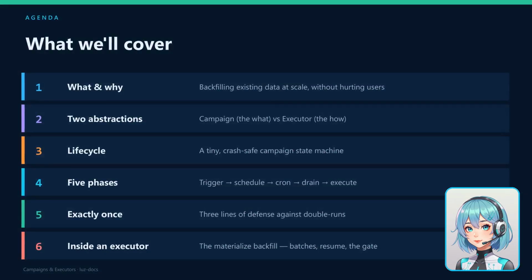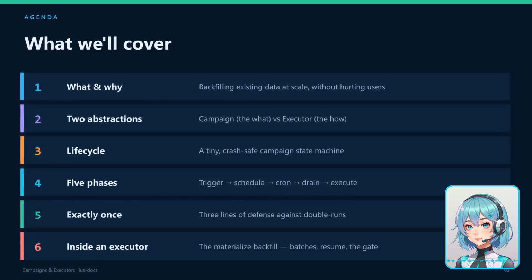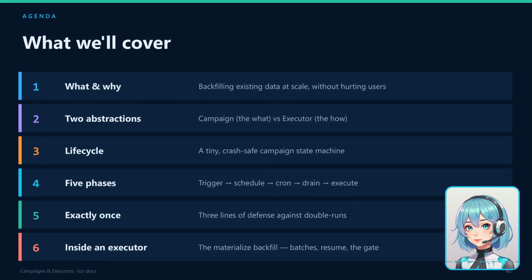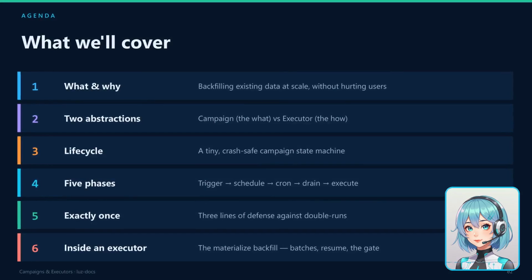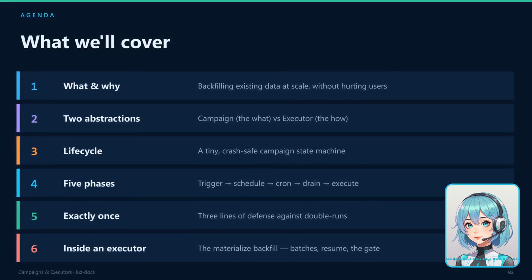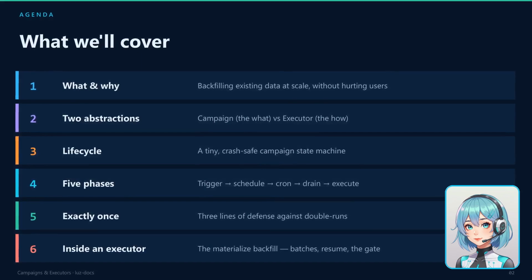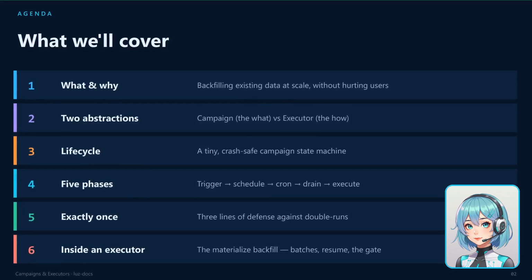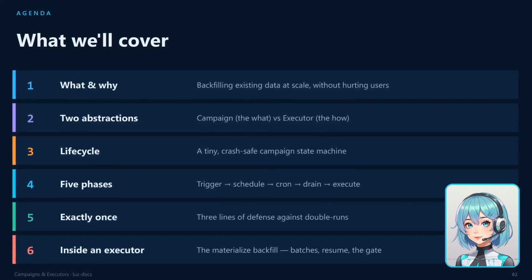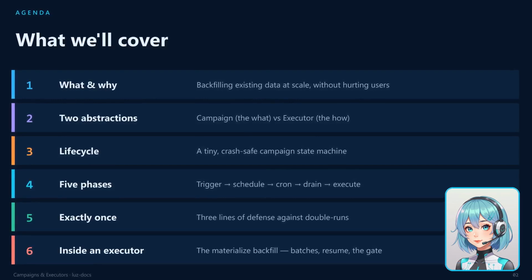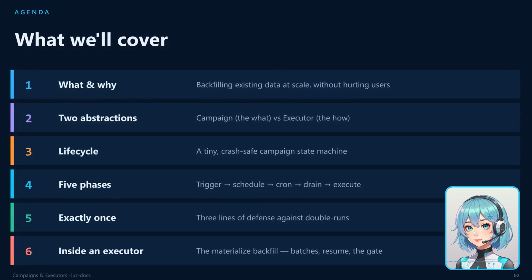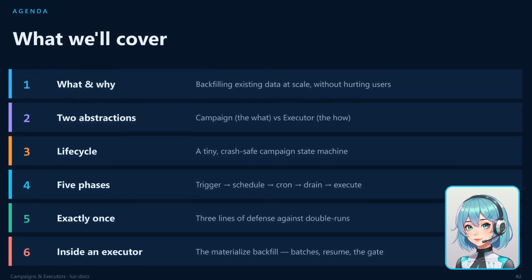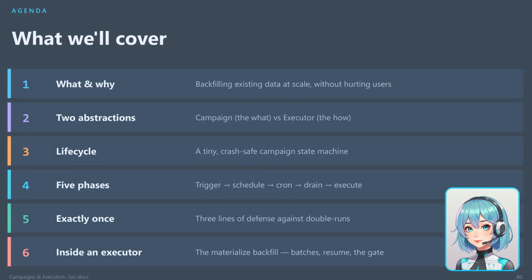6 parts. First, what the framework is for and why it exists. Second, its 2 core abstractions, campaign and executor. Third, the campaign's lifecycle. Fourth, the 5-phase pipeline that actually runs it. Fifth, how it guarantees a campaign runs exactly once per tenant. And sixth, inside a real executor, the materialize backfill, its resume behavior, and how completion is detected.